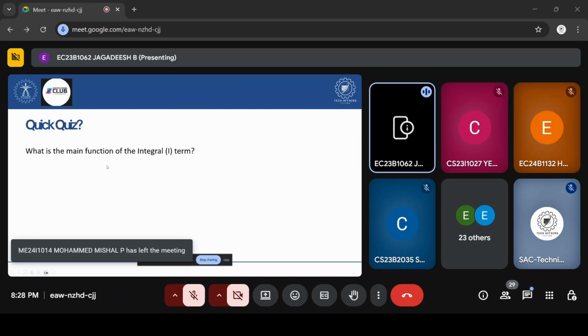And a quick question: what is the main function of the integral term?